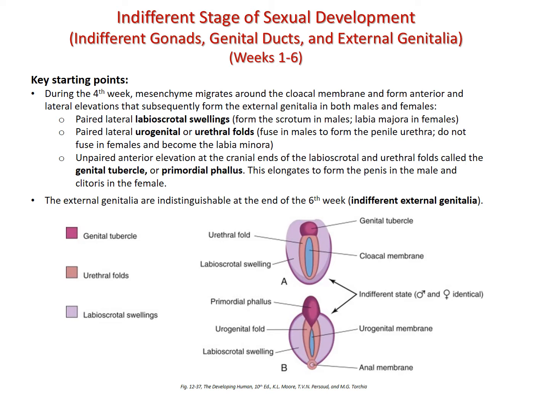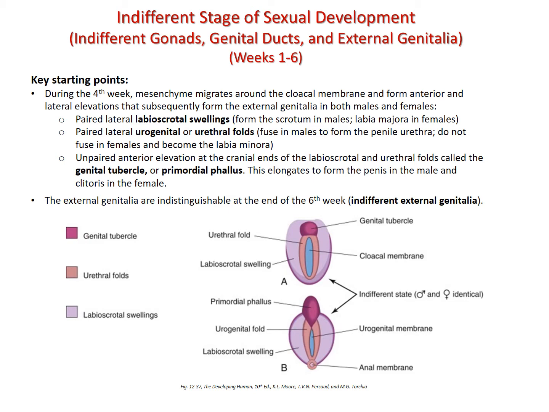Recall from the video presentation on early embryogenesis that mesoderm did not migrate from the caudal end of the primitive streak into the cloacal membrane, the future site of the anus. In the context of our discussion here, during the 4th week, mesenchyme migrates around the cloacal membrane and forms anterior and lateral elevations that subsequently form the external genitalia of both males and females.